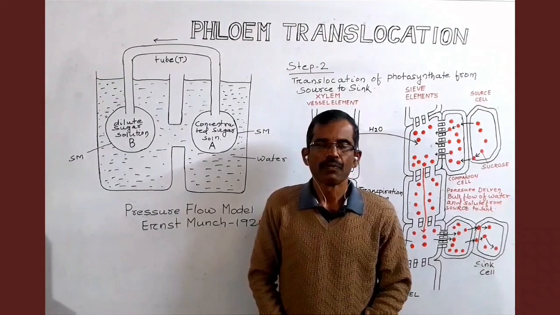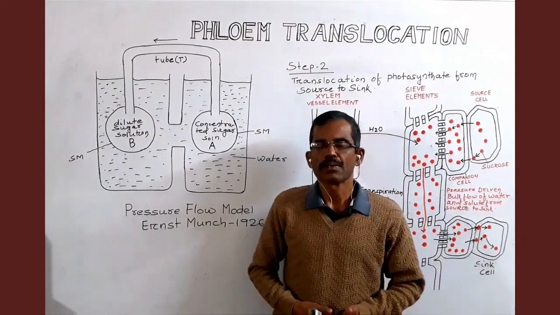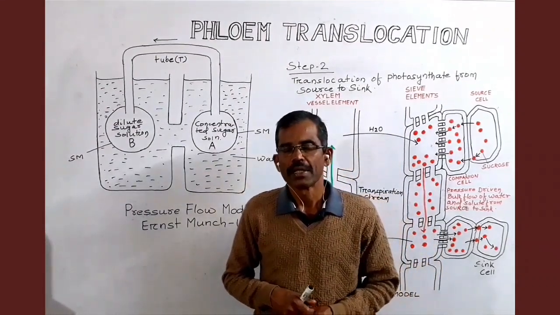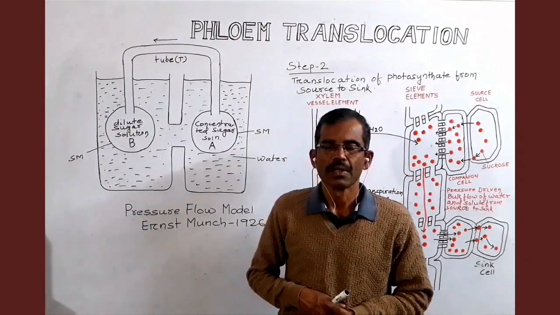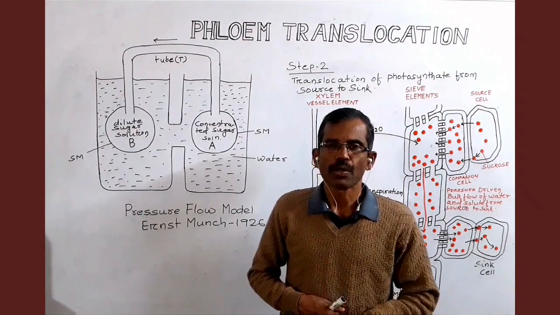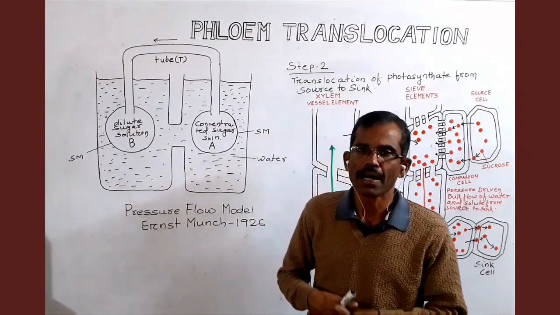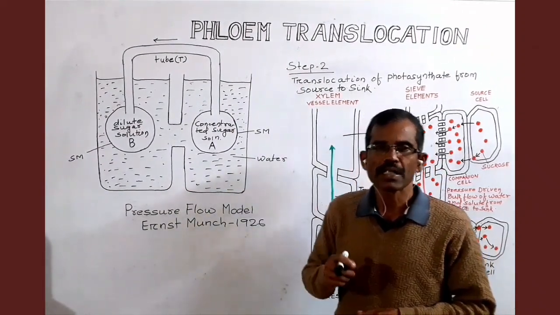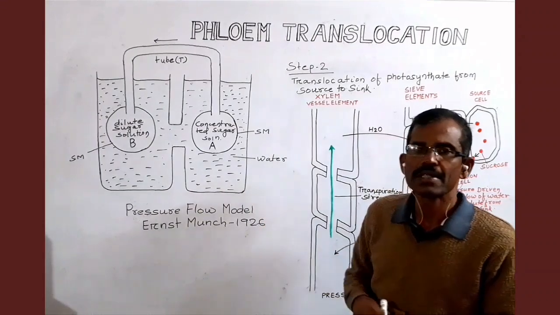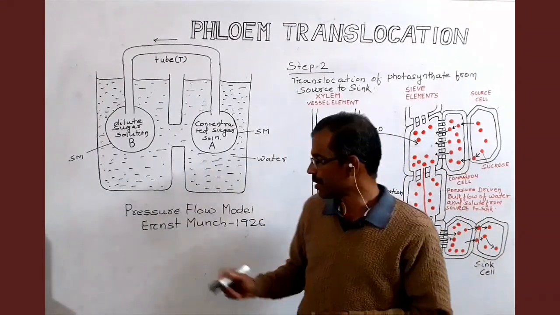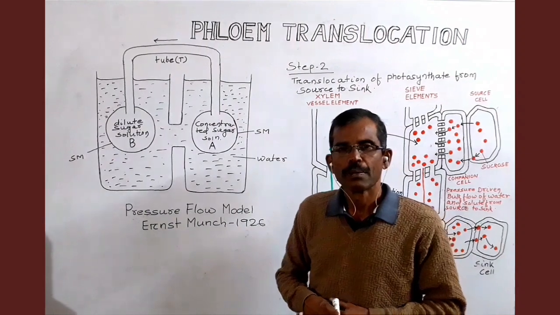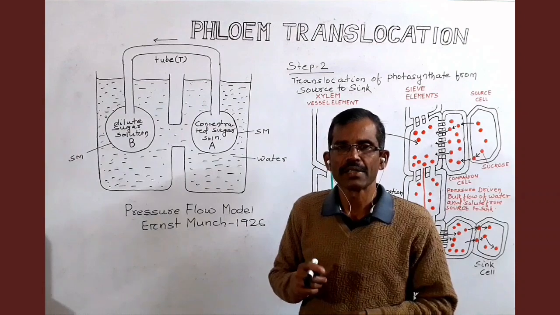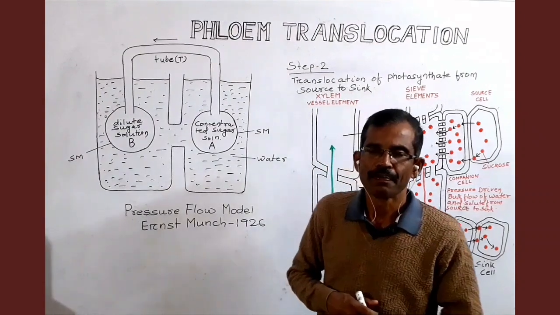The second step in phloem translocation is the translocation of photosynthate from source to the sink. It is a long distance transport. In angiosperm, this process is best explained by a model known as pressure flow model, which was first proposed in 1926 by German physiologist Ernst Munch. Based on this model, he proposed a hypothesis known as pressure flow hypothesis.